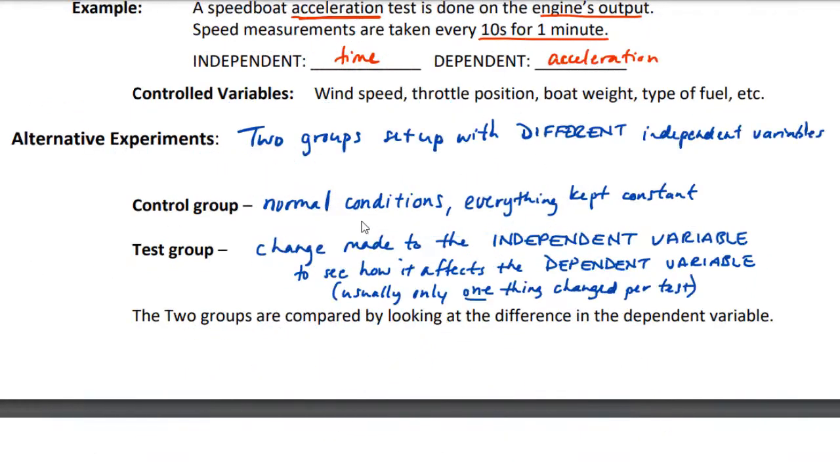So we can also have something called an alternative experiment. This is when you have two groups, they get set up with different independent variables. So you're actually not looking at the same thing. So this would be like the cancer example I gave earlier. Your control group, let's say, has totally normal conditions. Everything's kept exactly the same. Okay. Then the test group, you're going to change just the independent variable, and you want to be testing and seeing how it changes, hopefully just one thing. So what you're doing is everything else that the control group has is identical to your test group except for one thing. So let me give you a real life example.